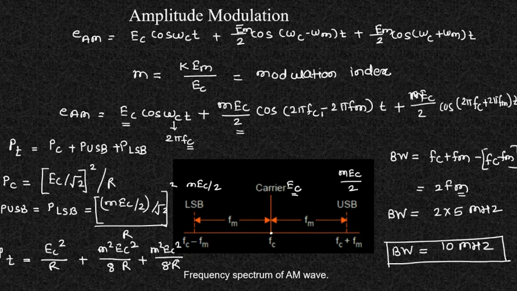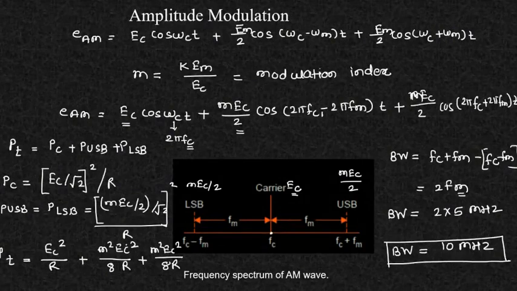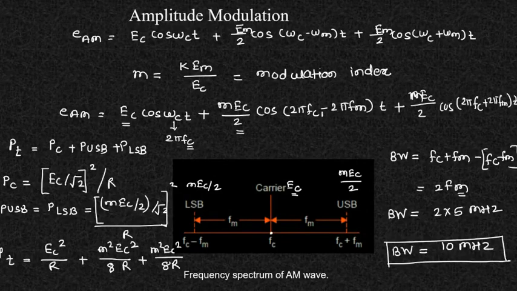So this will become 4R. So if you put Ec square by R equal to your carrier power, then you can say this is m square by 4 Pc plus m square by 4 Pc. Okay, so this is how we can calculate the total power which is required to transmit that signal. This thing I'm going to explain once again. So this is all about amplitude modulation.